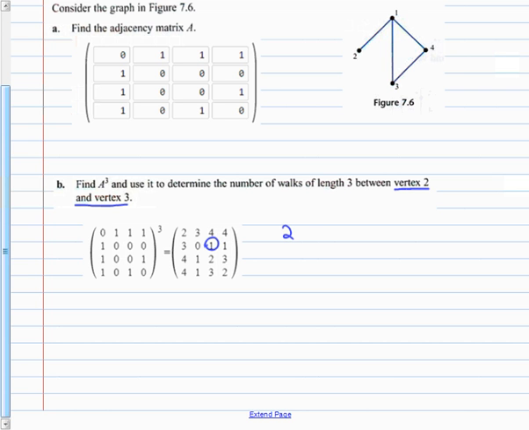Start at 2, go to where? Go to 1, go to 3. Go to 4, and then go to 3. Step 1, step 2, step 3, there it is. A 3-step walk. It's the only way you can do a 3-step walk starting at 2 and going to 3.